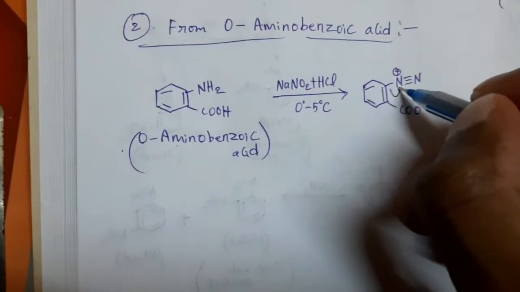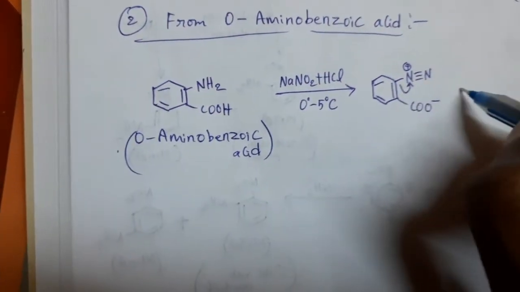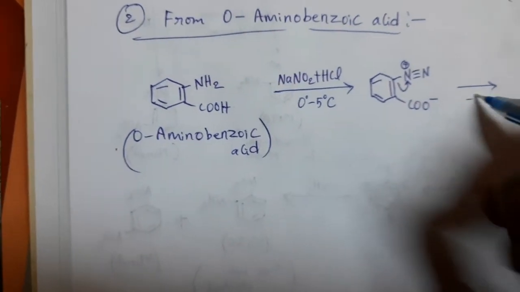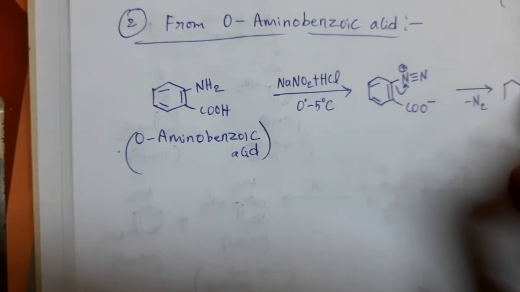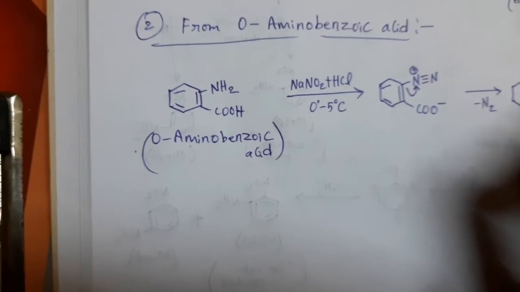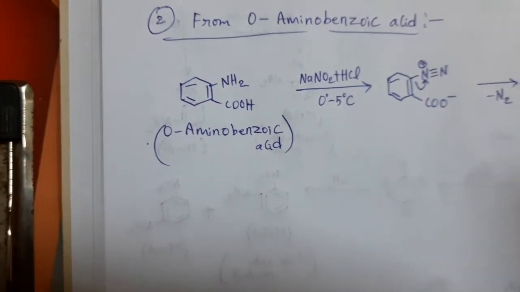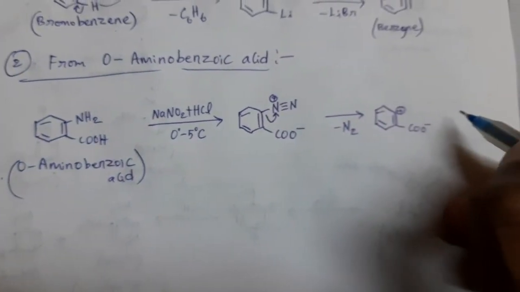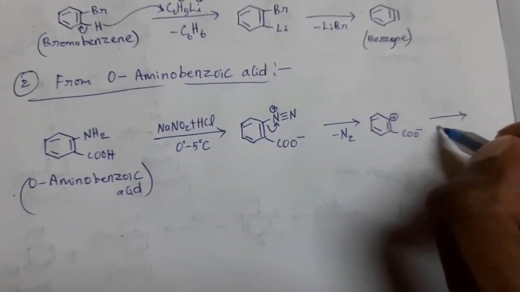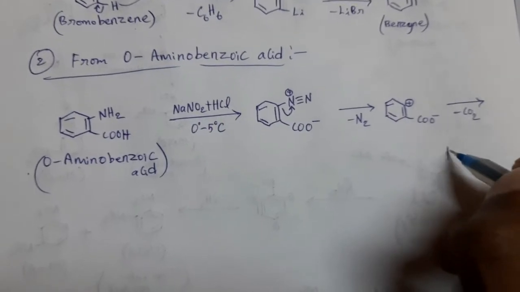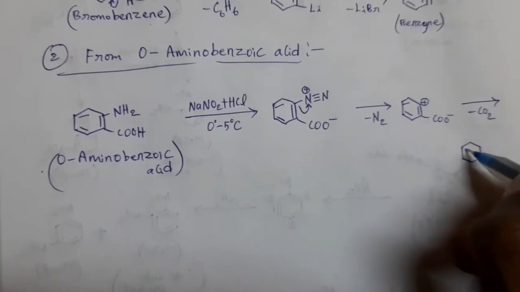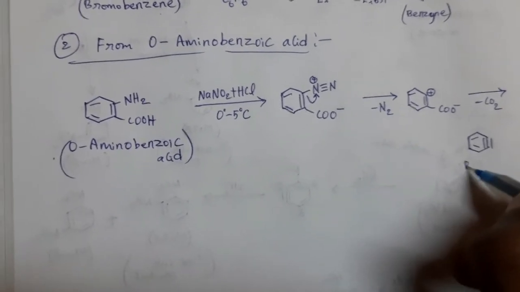Now this bonding electron pair shifted to nitrogen. Then we can get N2 removed. Positive charge is developed at this position, COO minus. In the next step, CO2 is removed. Then we can get benzyne, that is this. So benzyne.